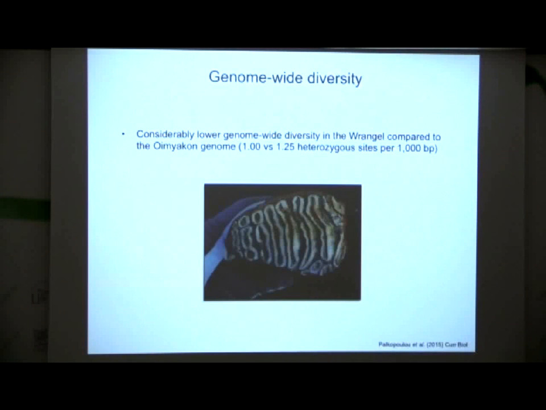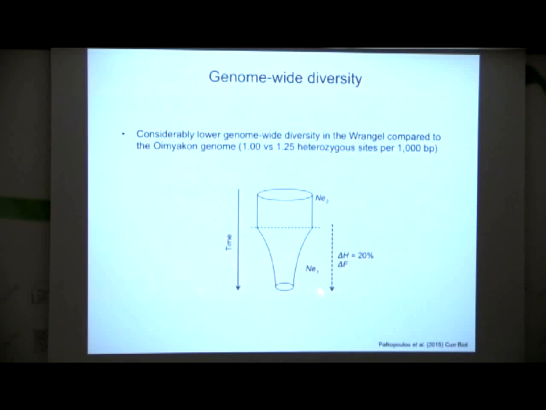Okay. So what about genome-wide diversity? When we measure this for these 2 specimens, we find that in the Wrangel genome we have about 1 heterozygous site per 1,000 base pairs, whereas in the Oymyakon genome we have 1.25. So in fact there is a 20% difference in genome-wide diversity between these 2 specimens. So we can kind of naively fill this in. The delta H is 20%, a 20% loss in diversity, based on 2 samples only, I know, but still.